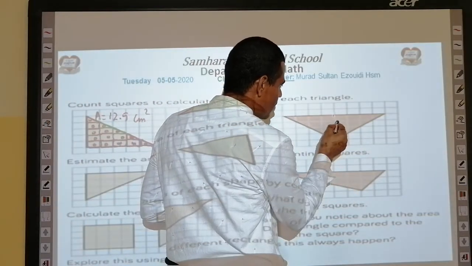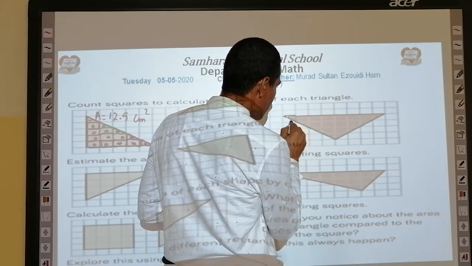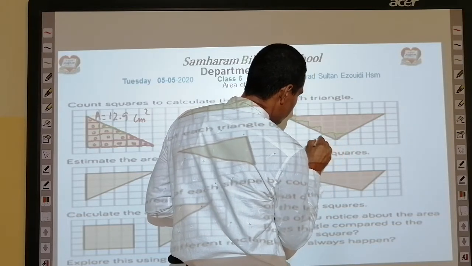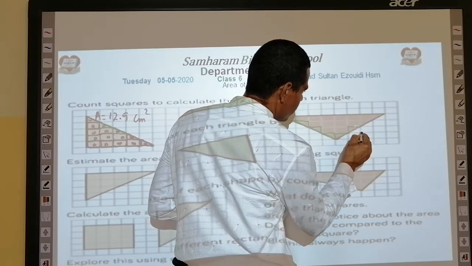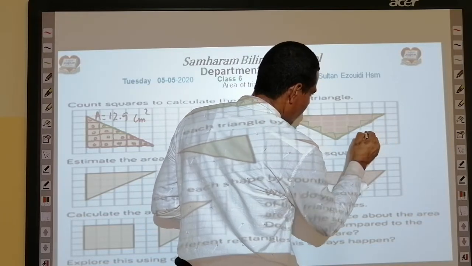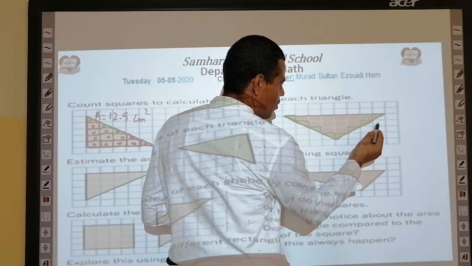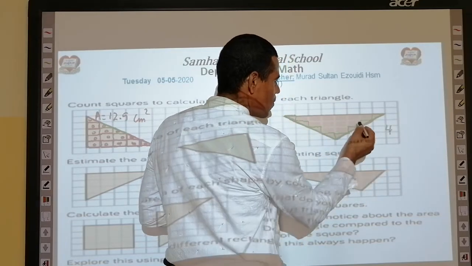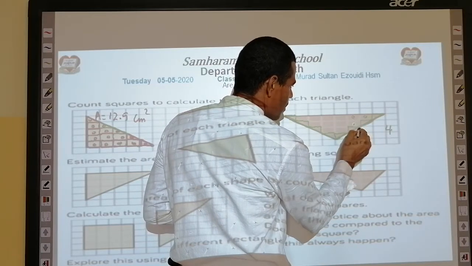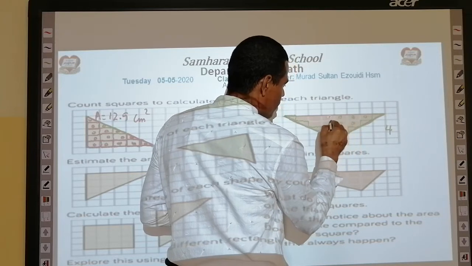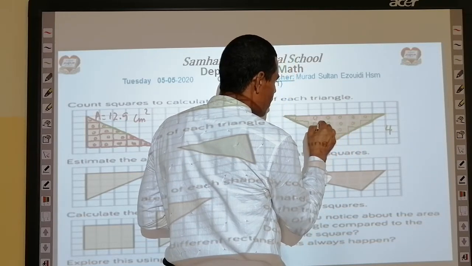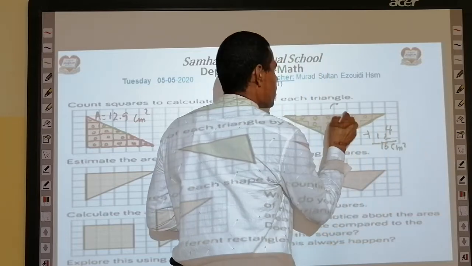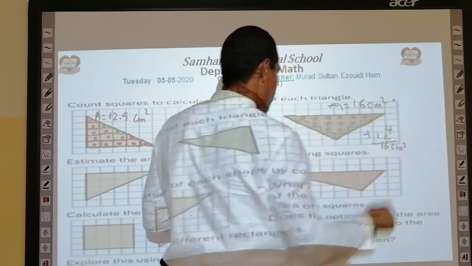The next one, madams. How can I count this? I will first of all start from the halves of the square. Okay, then like that. I will count the green one. Half and half give 1 square. This is 1, 2, 3, 4. We have 4 squares at least. Okay? Then how many? 1, 2, 3, 4, 5, 6, 7, 8, 9, 10, 11, and 12. 4 plus 12 gives 16 centimeters squared. So the area of this is 16 centimeters squared.